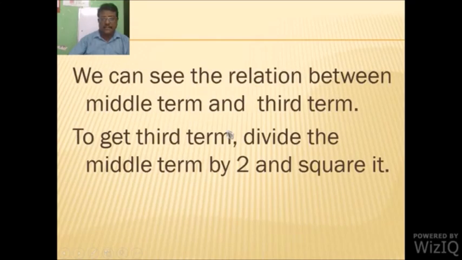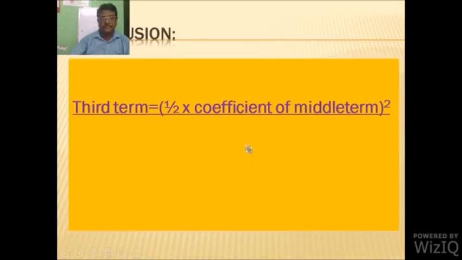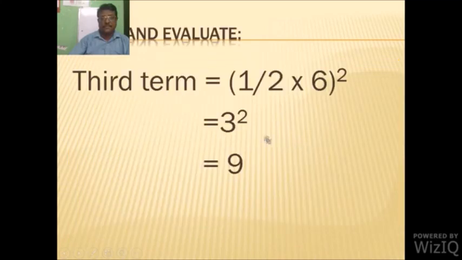We can see the relation between the middle term and the third term. To get the third term, divide the middle term by 2 and square it. Conclusion: third term equals (1 upon 2 into the coefficient of the middle term) whole square. Apply and evaluate. Third term equals (1 upon 2 into 6) whole square, that is equal to 3 square, that is equal to 9.